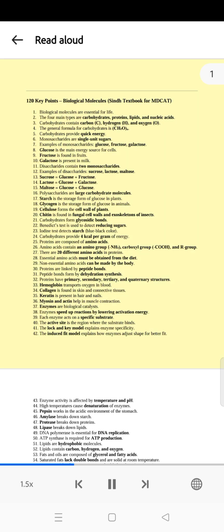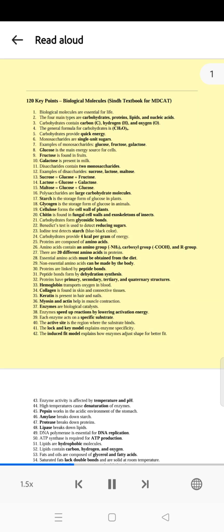Carbohydrates form glycosidic bonds. Benedict's test is used to detect reducing sugars. Iodine test detects starch, blue-black color. Carbohydrates provide 4 kilocalories per gram of energy.